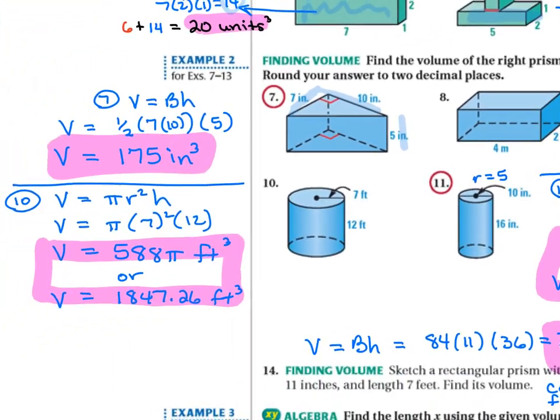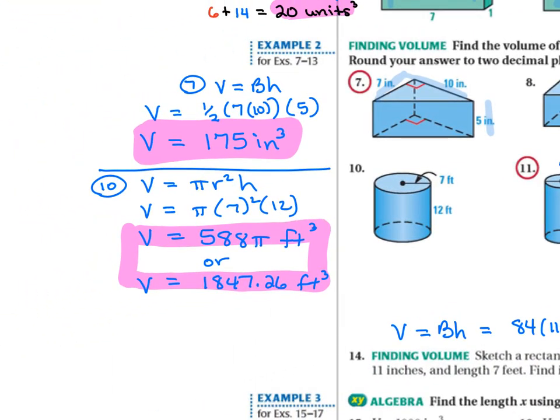Number 10, this is a cylinder. The formula for a cylinder is pi r squared times height, because the base shape is a circle. Again, they gave me a radius and they gave me the height. Just plug it in. So if they left it in terms of pi, the answer would be 588 pi. If they ask you to round to a decimal place and use your pi button, then rounded to the hundredths place would be 1847.26. And again, volume is always whatever the units are cubed.